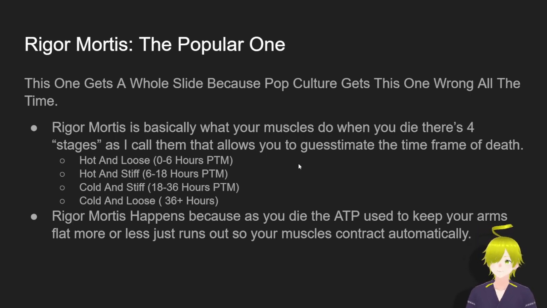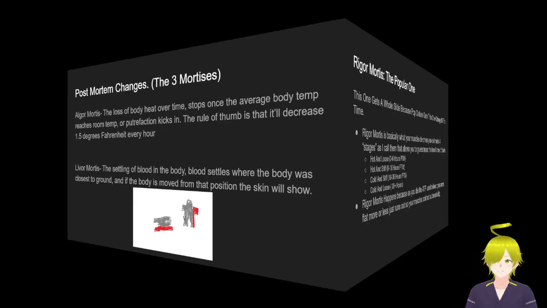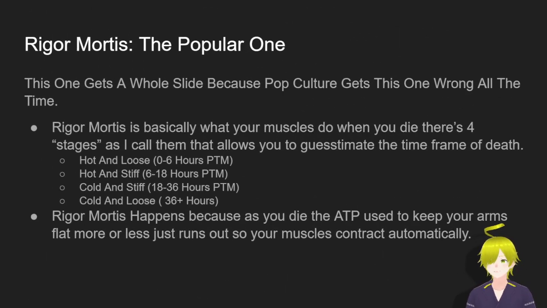You use this with algor mortis basically to figure out when someone died based off body temperature and stiffness of the dead body. We have hot and loose, hot and stiff, cold and stiff, and cold and loose. These are the hours post-mortem that I just gave it like that.